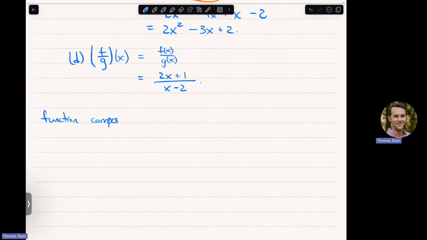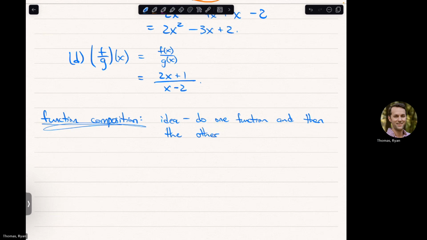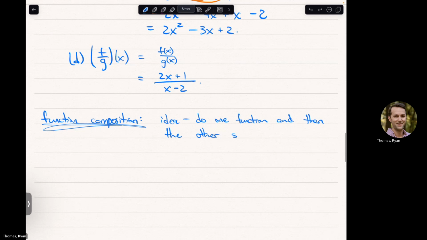There's one additional way that we can combine two functions, and that's called function composition. The idea of function composition is that we do one function and then the other, sequentially, meaning one after the other.